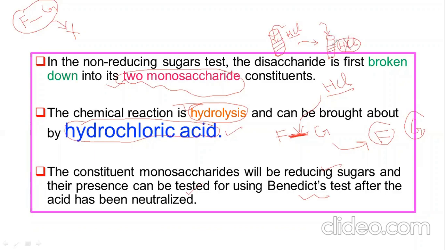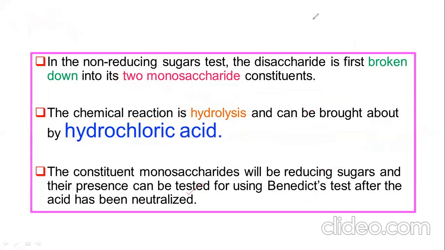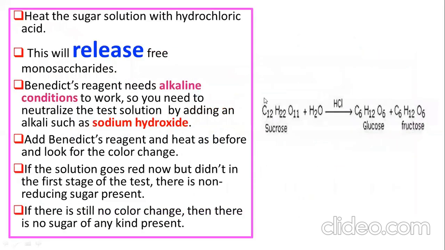So before adding Benedict solution, I will put in some alkaline substance so that I neutralize the acid. When you put that alkaline substance in, you will see bubble production, because you are neutralizing the acid. Am I clear? After neutralization of the acid, you will put Benedict solution.